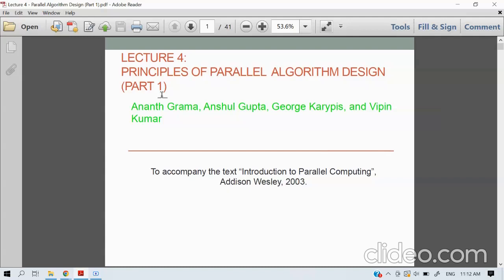Today we are going to move to another subtopic or chapter, which is our lecture 4, called Principles of Parallel Algorithm Design. So this chapter will discuss how we want to choose the best approach to design the algorithm, in this case, a parallel algorithm.